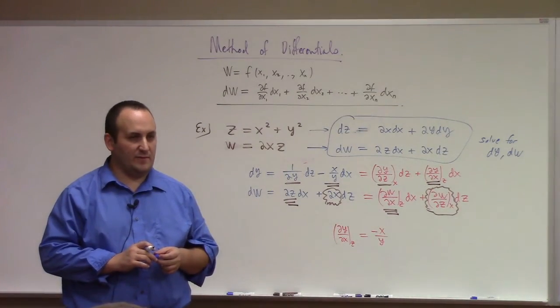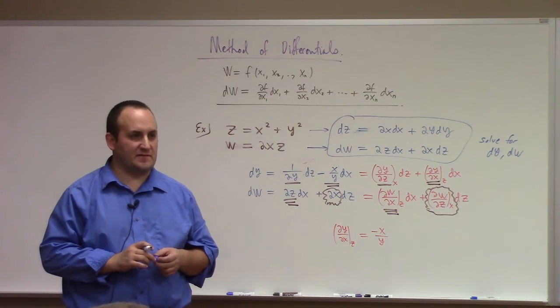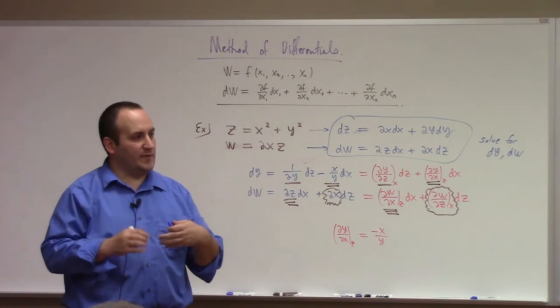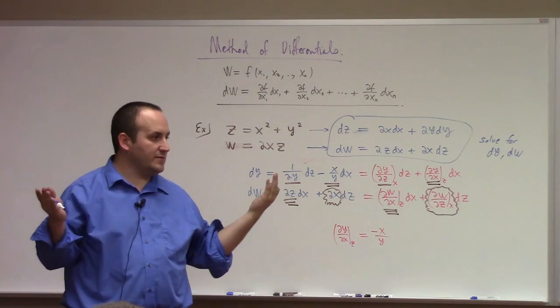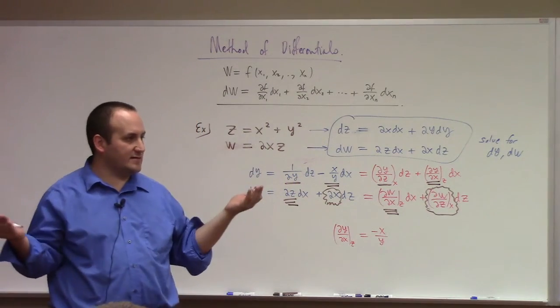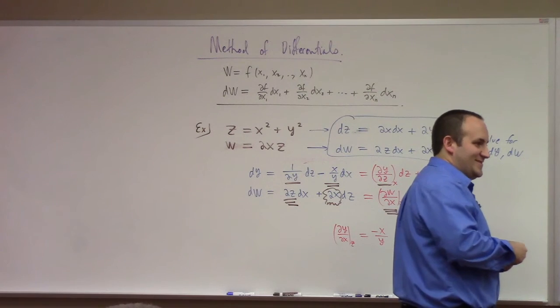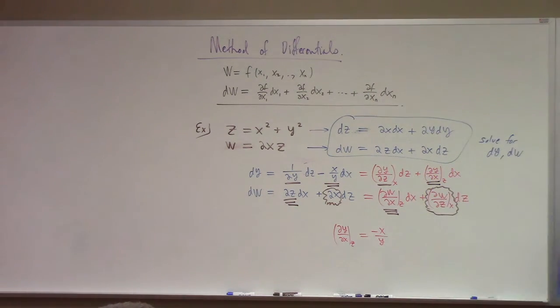Now, if you're uncomfortable with this, it's not the end of the world. You can still do things like I was doing at the start of this discussion. You can just differentiate. Remember that partial derivatives of independent variables are 0. And so you just differentiate, mind your business, do the chain rule, you get the answer. But the method of differentials is really living.